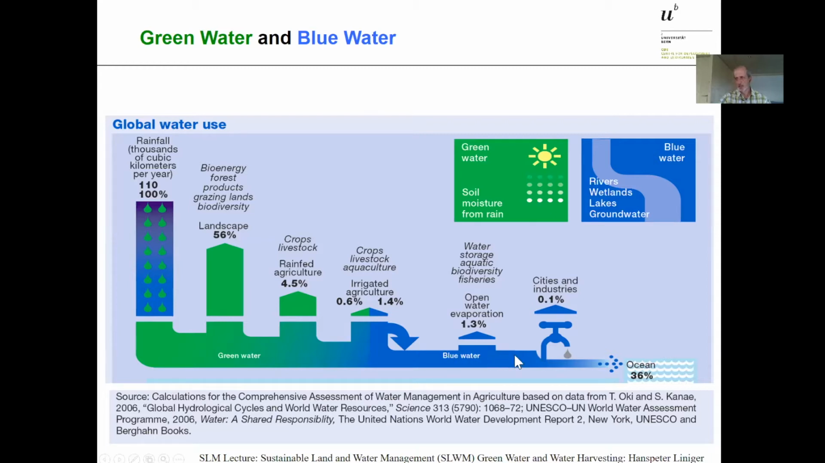And in the end, 36% of the rainfall are going to the ocean. So the green water, soil moisture, you cannot see yet, but it's very productive, very important, 60%. This water, we will deal with it in the following lecture, the rivers, wetland, lakes, groundwater. Good.